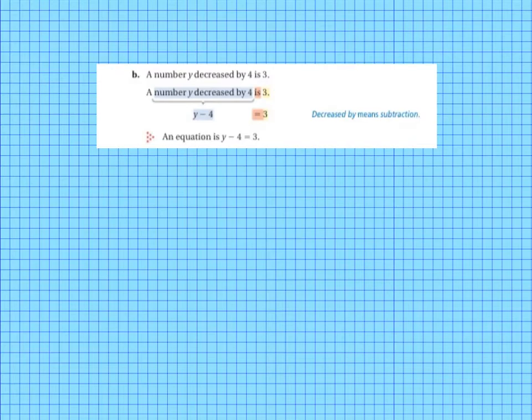This is the same example, letter B. A number y decreased by 4 is 3. So a number y decreased by 4 is y minus 4. So you have the number y first, and then you're decreasing it by 4. Is equals, and then the 3 remains the 3. So an equation is y minus 4 equals 3.